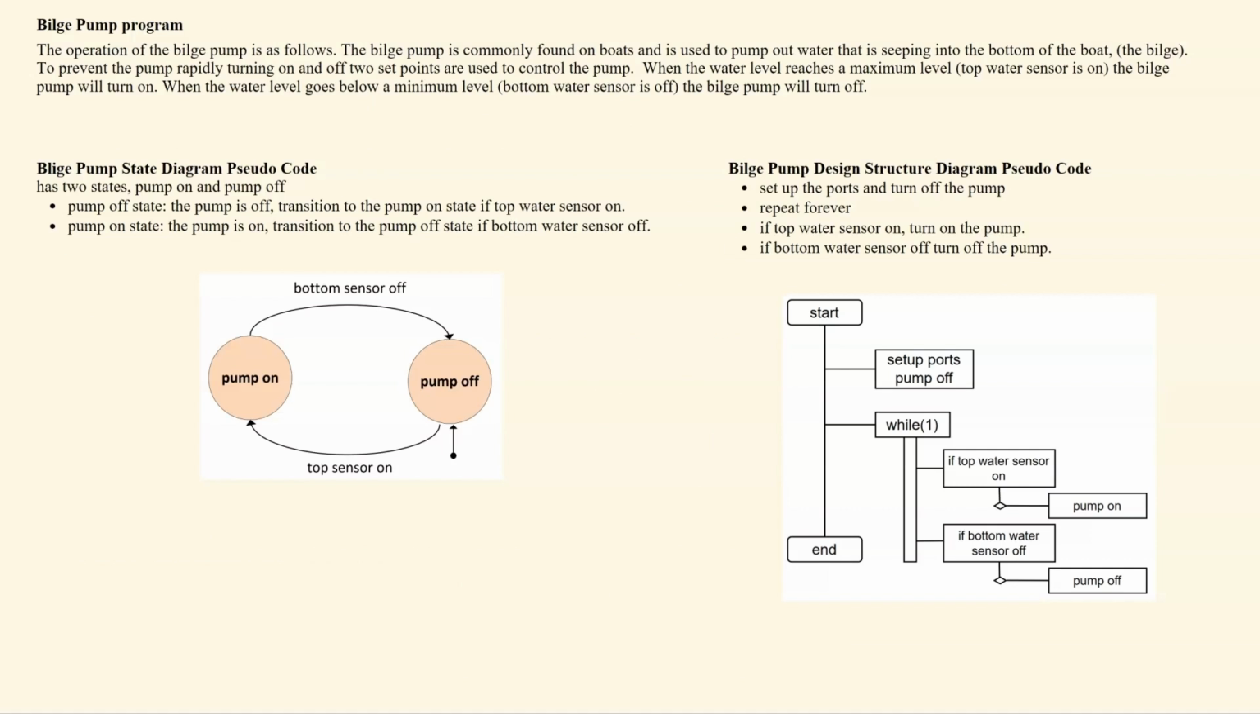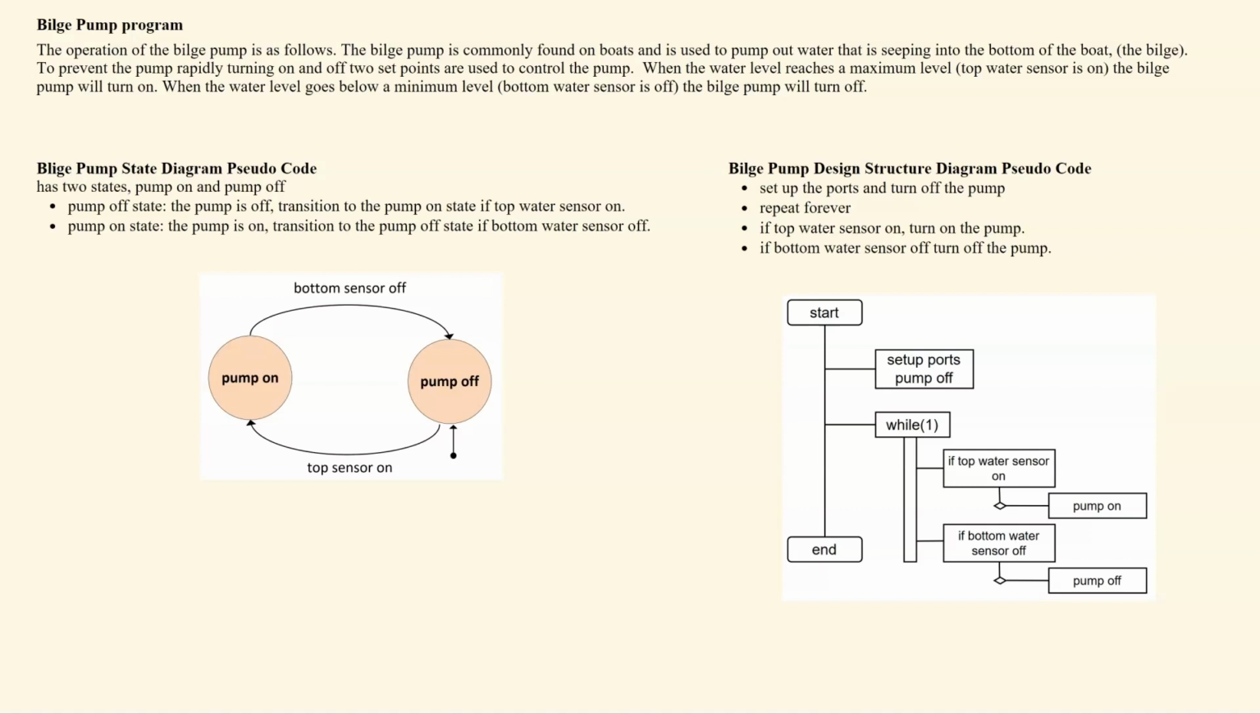We can compare the state diagram and the structure diagram together with the bilge pump program. The bilge pump is found on boats and is used to pump out water that's seeping into the bottom of the boat. We have two sensors, the top water sensor, and the bilge pump will be turned on when that sensor is triggered. We also have a bottom water sensor, and the bilge pump will be turned off when that sensor is off.